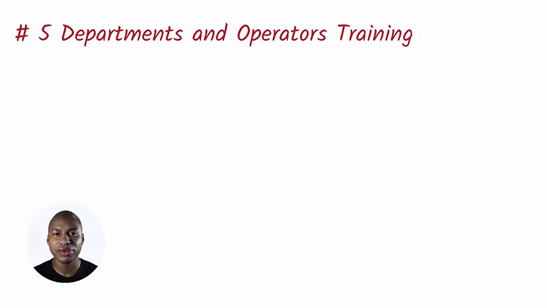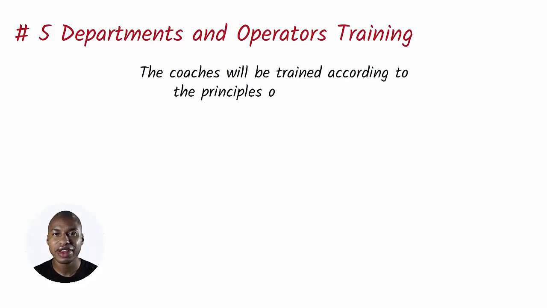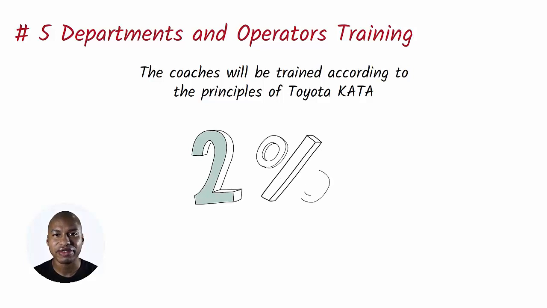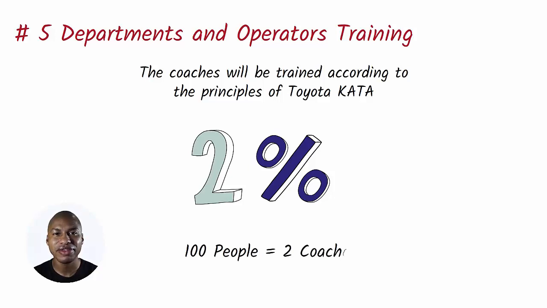In addition to people 100% dedicated to team coaching. The coaches will be trained according to the principles of Taiichi Ohno. The number of coaches to start with is about 2% of the people working on that product family. Therefore, if the chosen product family involves 100 people, there must be 2 dedicated coaches. Do you think it is a cost or an investment?